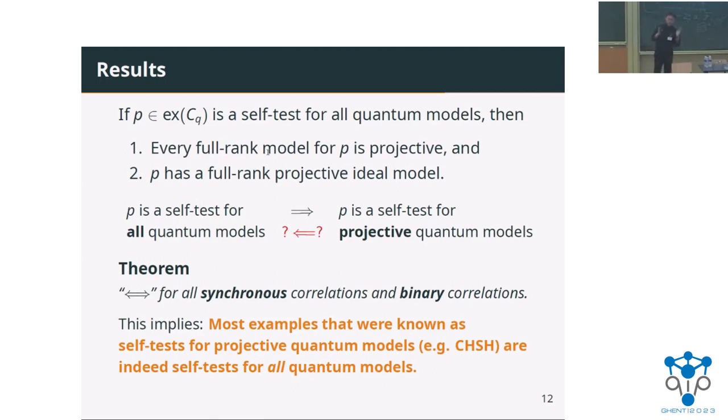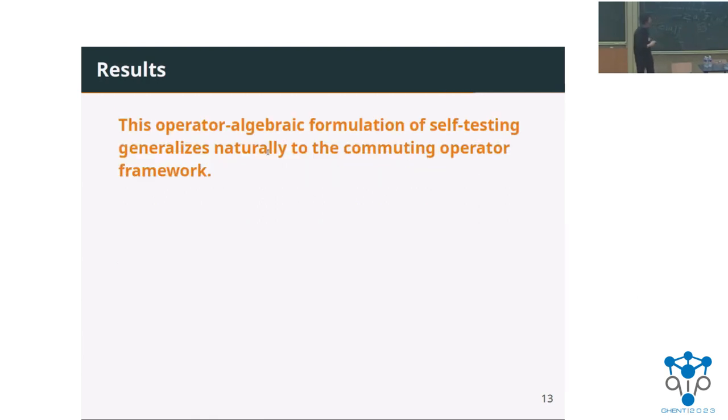Now, our remaining task is to extend this notion of self-testing to the commuting operator framework, in which Alice and Bob make compatible measurements, there's a single Hilbert space, and the system can be infinite dimensional. It turns out that this operator algebraic formulation generalizes naturally to this setting by simply changing the algebra. Let me remind you that our friend Min characterizes quantum models. Luckily, we have another friend whose name is Max. He is taking care of commuting operator models.